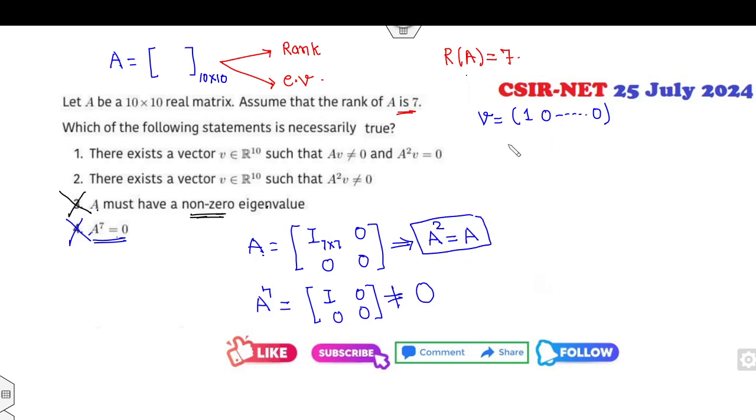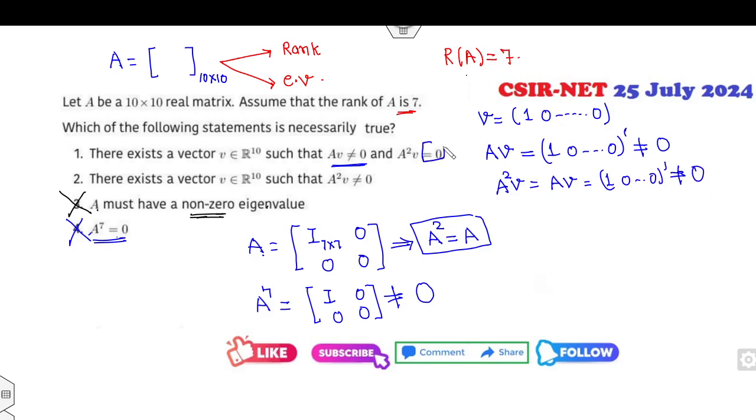Now what will happen to AV? If this is A and this is V, then definitely it will be 1, 0, 0, 0. It's a column vector, and it is non-zero. This condition is satisfied. But what about A square V? Since A square is again A, it will be 1, 0, 0, 0, which is non-zero, but he said 0. So I got one counterexample. So there exists a V which is cancelled out. So the right answer of this problem is only B.